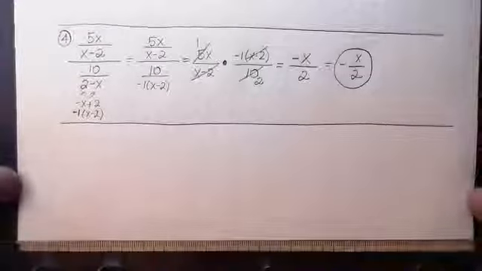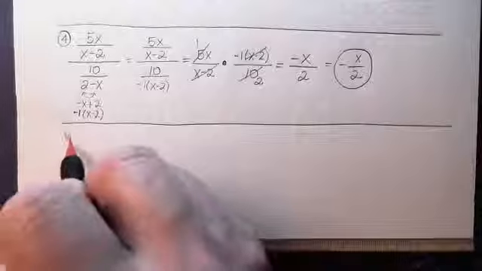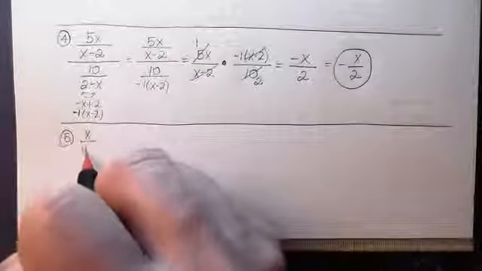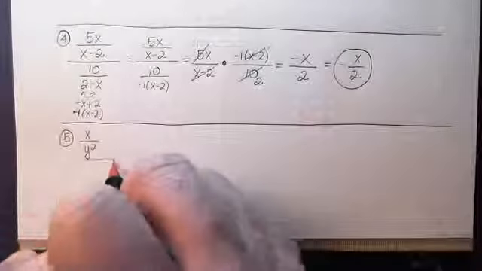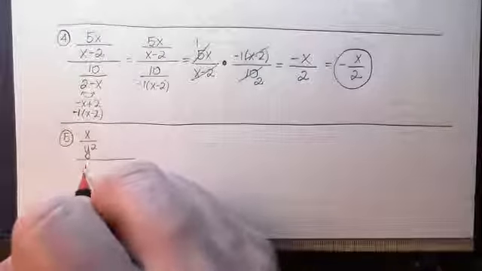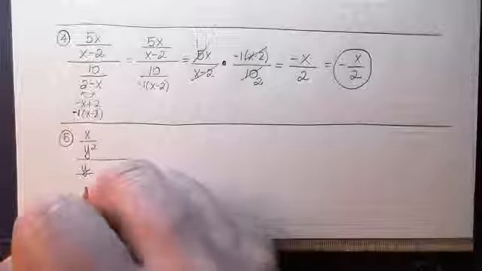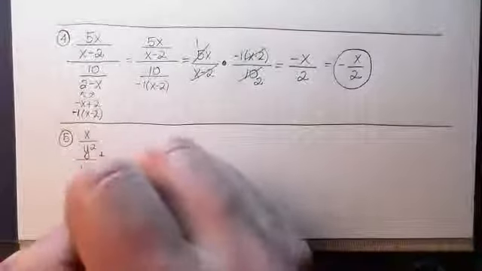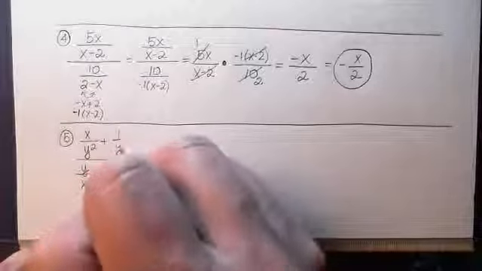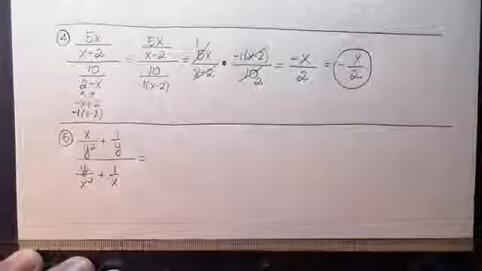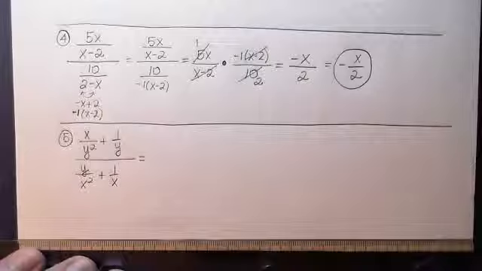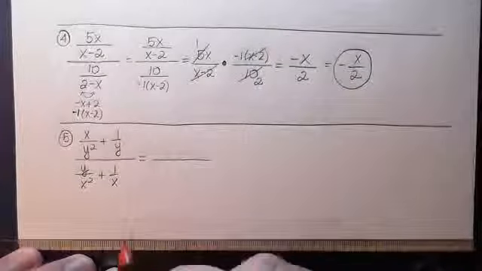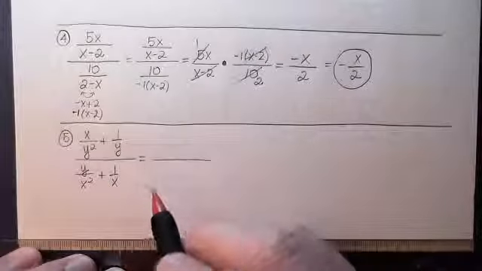Alright. So problem number 5 will be x over y squared, and then y over x squared plus 1 over x, and over here it's going to be plus 1 over y. Alright. Okay, we need to have a common denominator.